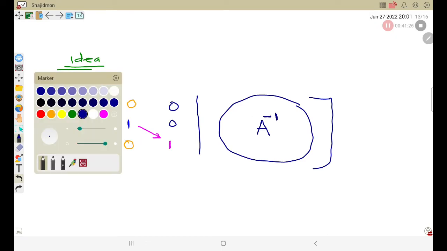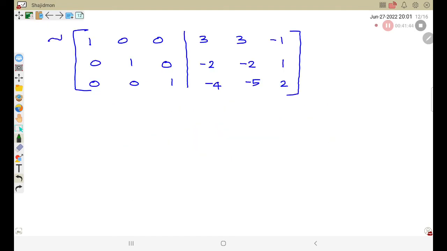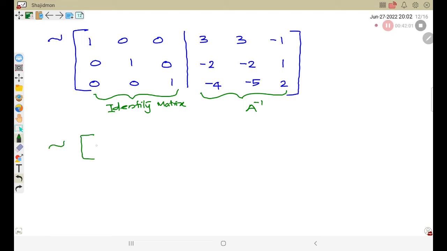Once we make this part clear, once we make this part an identity matrix, 1 0 0, 0 1 0, 0 0 1, whatever answer you are getting in this part is the inverse matrix, A inverse matrix. So we will write the answer here now. See here, this part now is the identity matrix. Whatever matrix we are getting here is the A inverse matrix. Equivalently we can write it like this: the first matrix is the identity matrix and the second matrix is the A inverse matrix. We are ending like this.